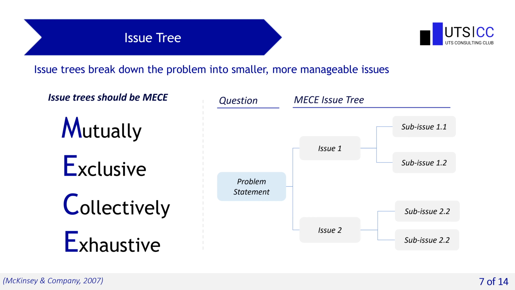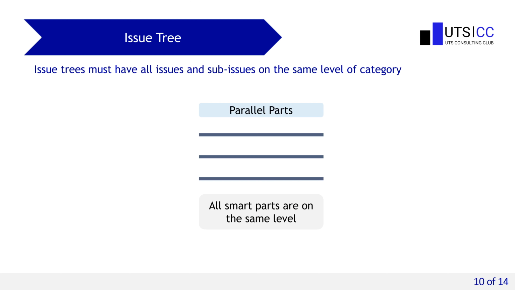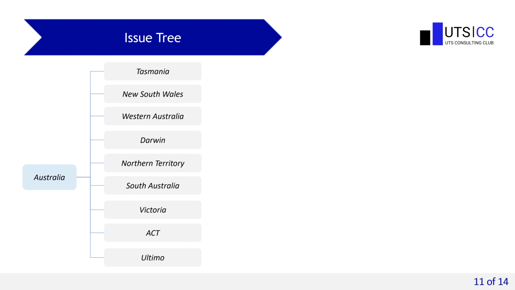Looking at the diagram, we can see the issue tree begins with your problem statement. The next layer is where you break down the problem statement into core underlying drivers, or issues. The main issues can then be further broken down into sub-issues. When creating your issue tree, all issues and sub-issues should be on the same level of category. Take Australia for example. In this example, how has Australia been broken down? We have Tasmania, New South Wales, Western Australia, Darwin, Northern Territory, South Australia, Victoria, ACT, and Ultimo.